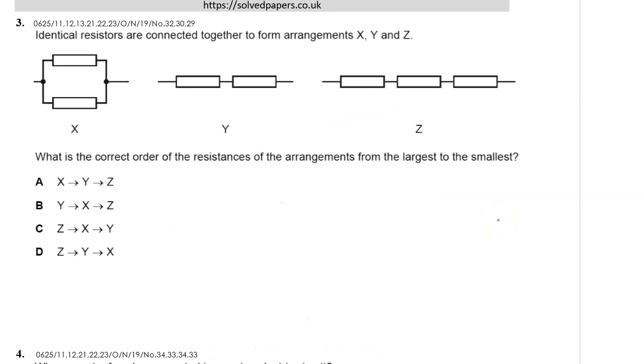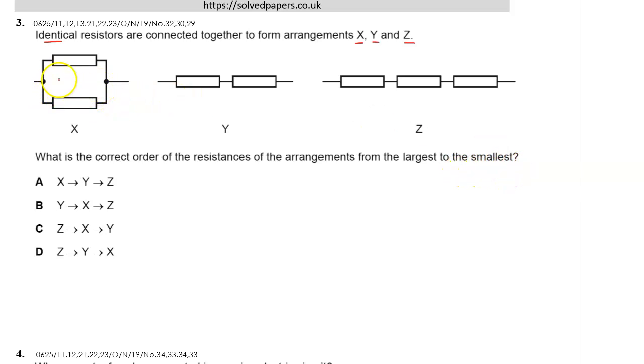Question number 3. Identical resistors, having the same resistance, are connected together to form arrangements X, Y, and Z. We can see X is parallel, Y is in series, and Z is in series. What is the correct order of resistance of the arrangements from the largest to the smallest?